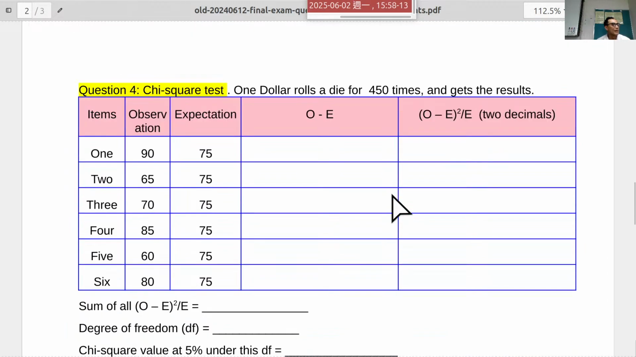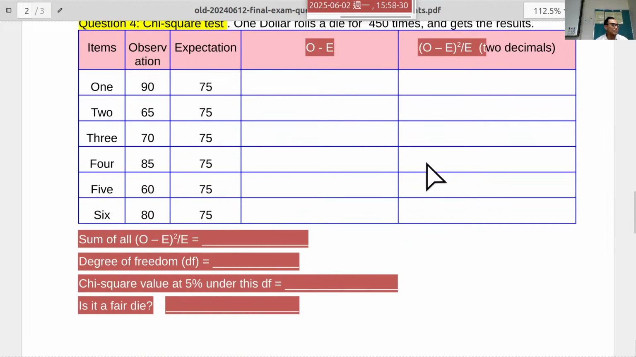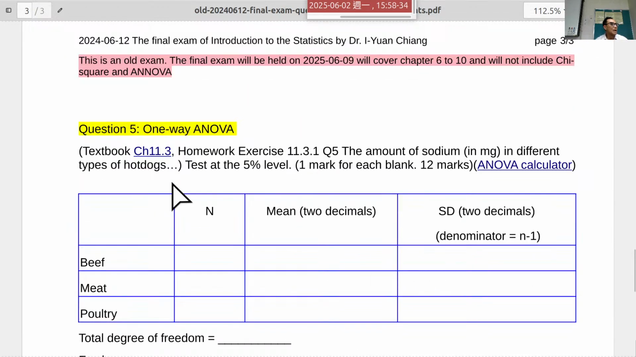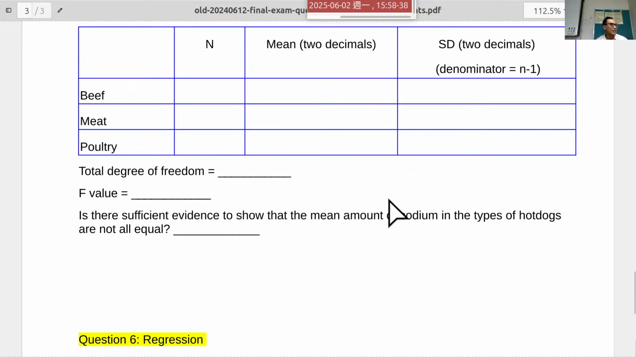Okay. And question number 4, chi-square. I will not have any chi-square question in the final exam, so don't worry about this. But this question, I will tell you how to solve it in week 18. One-way ANOVA, no, I will not have questions like this.